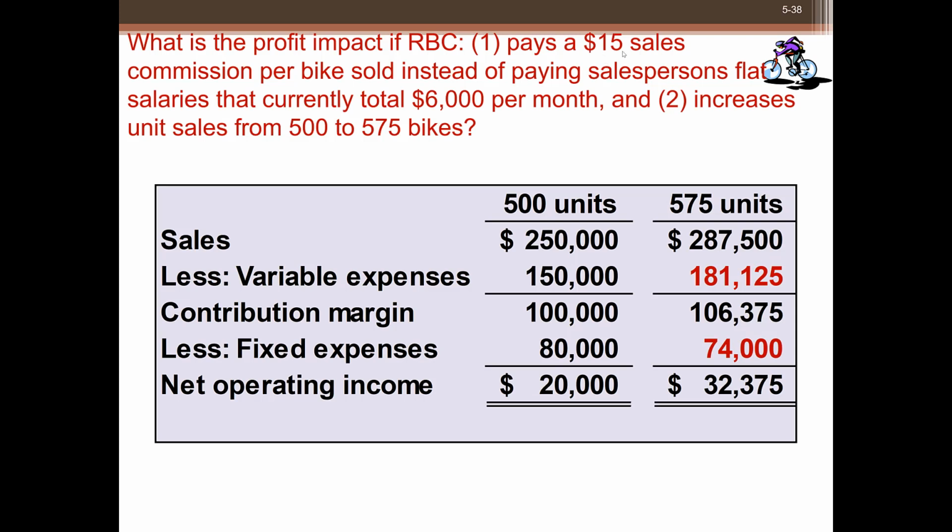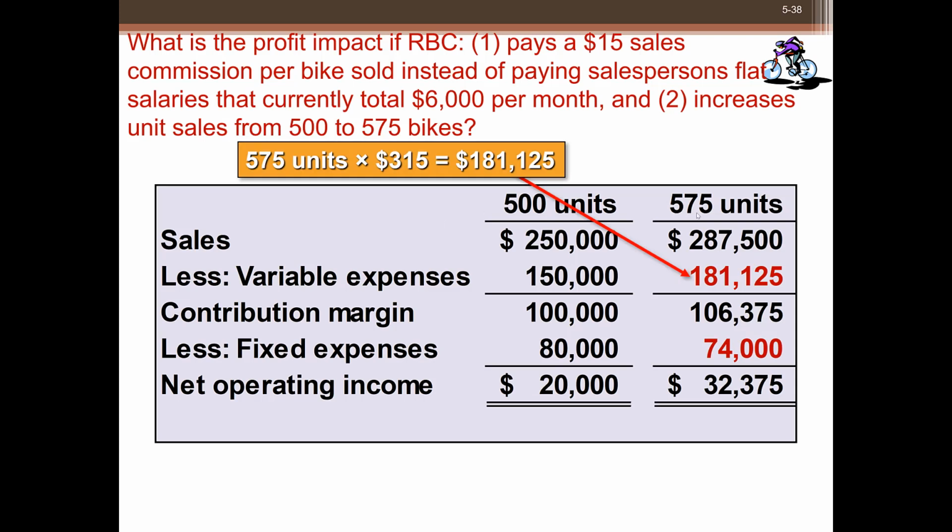For variable expenses, they increase by $15. This is the sales commission per bike. And the original variable expense per unit is $300. Now, the new variable expense per unit is $315. So to calculate the total variable expenses, we use increased units, 575, multiplied by 315. And we can get 181,125.